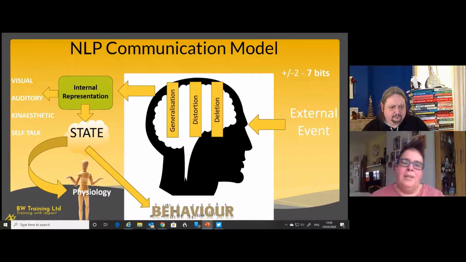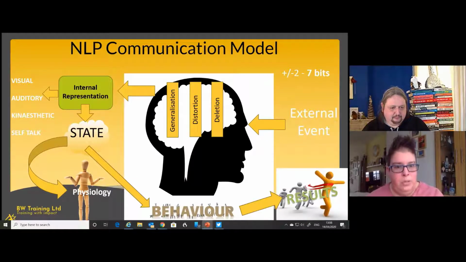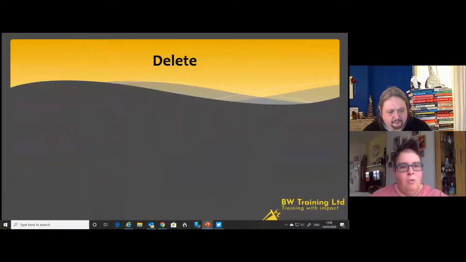Well, part of that is understanding, if I'm deleting, if I'm distorting, if I'm generalizing, how do I get myself out of that? How do I stop myself doing that? So we're going to share some slides with you now, which is about each of those broken down into a little bit more detail. So we'll start off with deletions. Again, you'll have all this in handouts, so don't worry too much. I just want to make sure the principle makes sense.